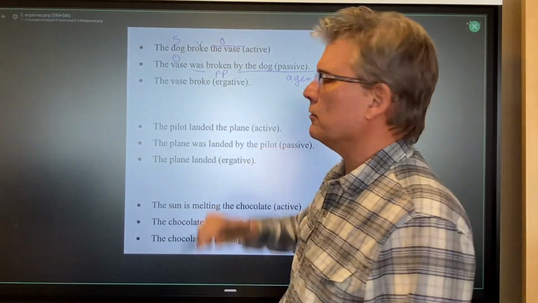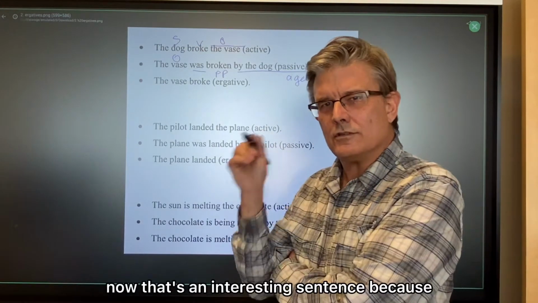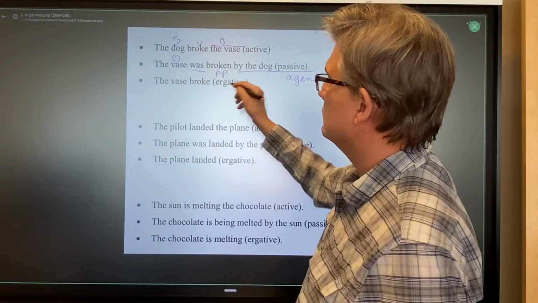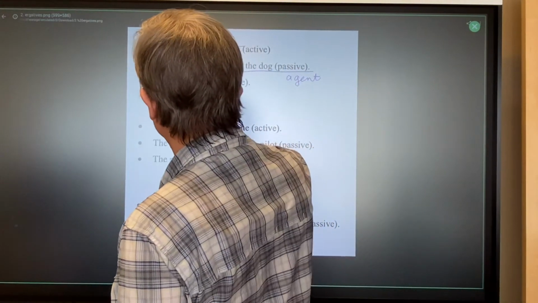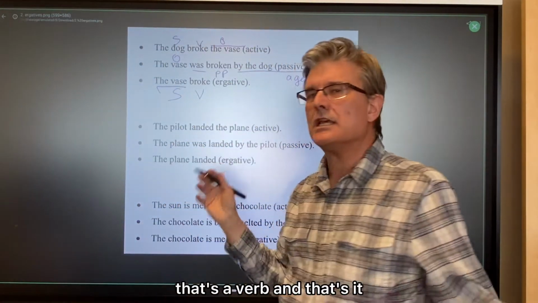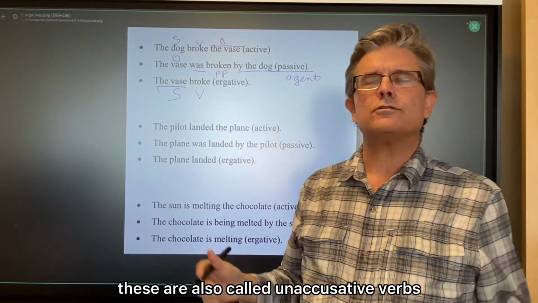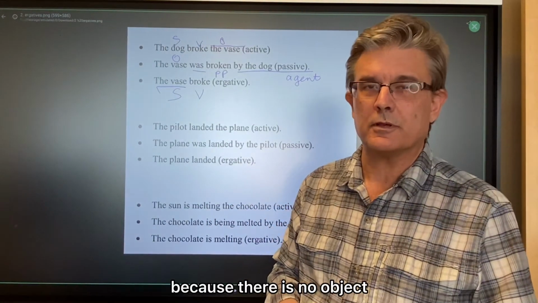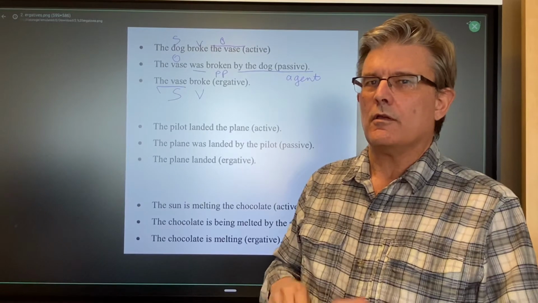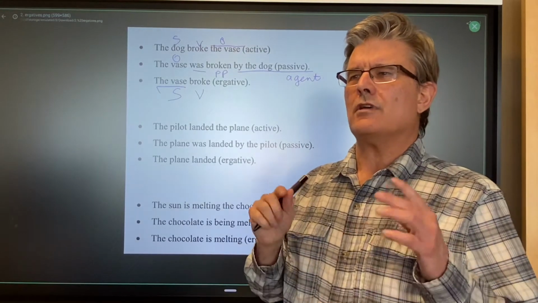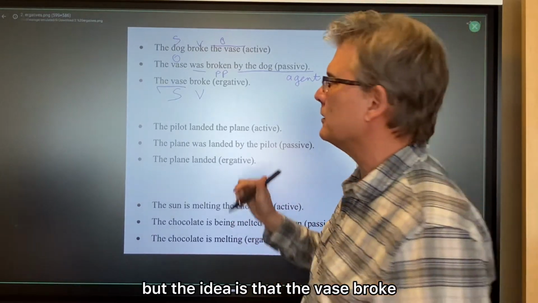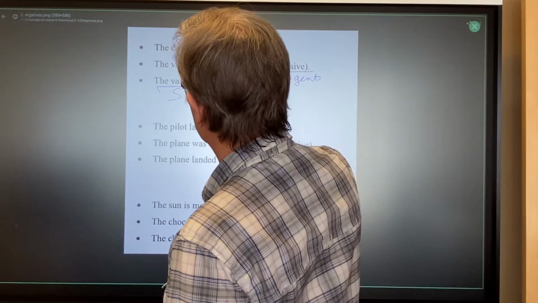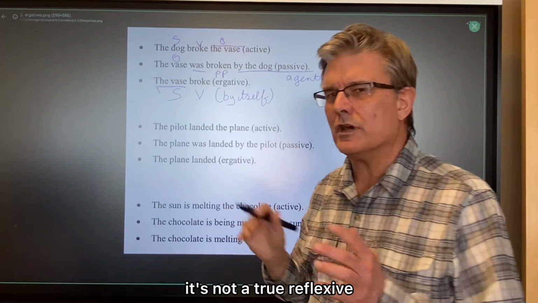The vase broke. Now that's an interesting sentence because there's no object. That's a subject, that's a verb, and that's it. These are also called unaccusative verbs because there is no object. The idea behind it, and it's not a true reflexive, but the idea is that the vase broke by itself. No, it's not a true reflexive.